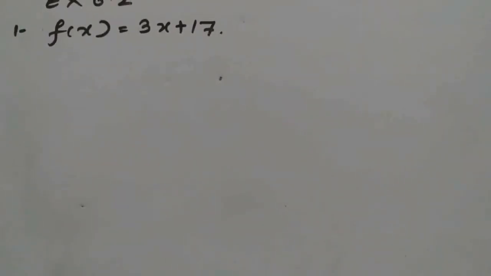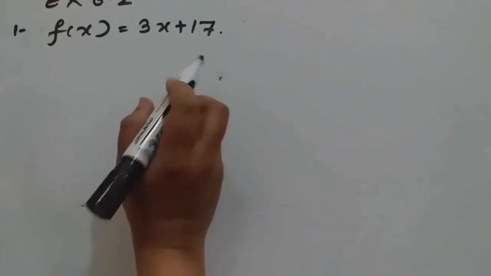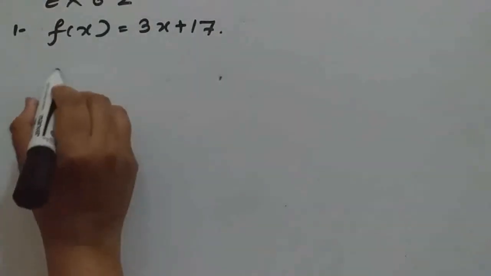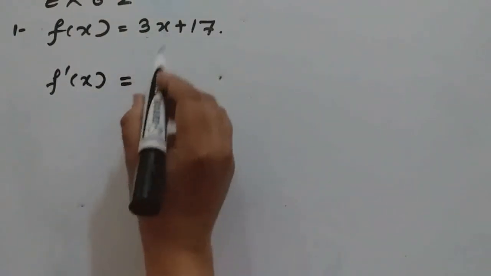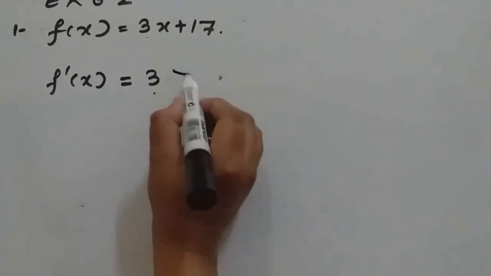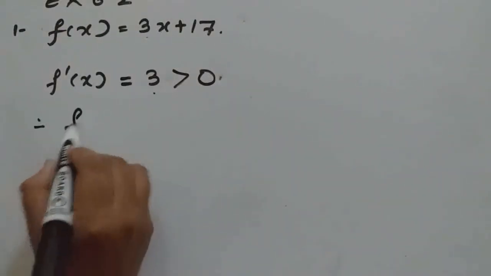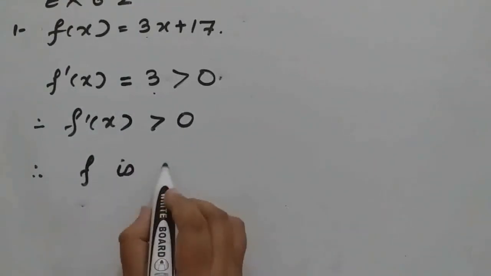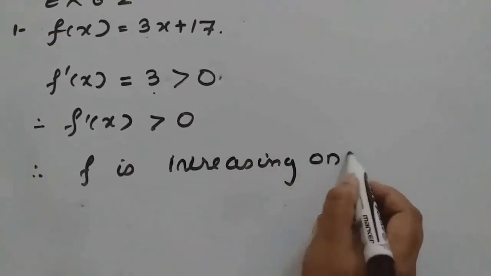Question: show that the function given by f of x equal to 3x plus 17 is strictly increasing. Here we will use the first order derivative test. So we will find the derivative of this, differentiating with respect to x. The derivative of 3x is 3, the derivative of 17 is 0. So 3 is a positive number, it will be positive throughout R. Therefore f dash of x is positive, therefore the function is increasing on R.